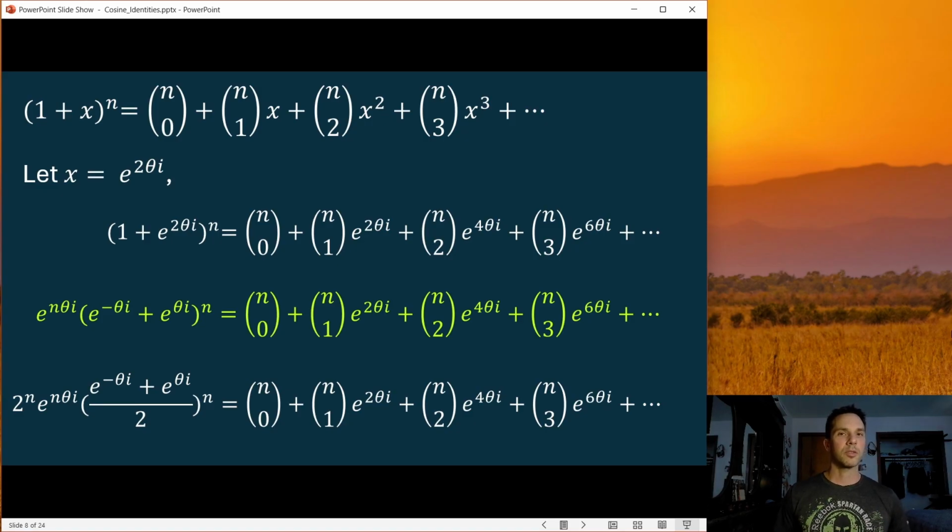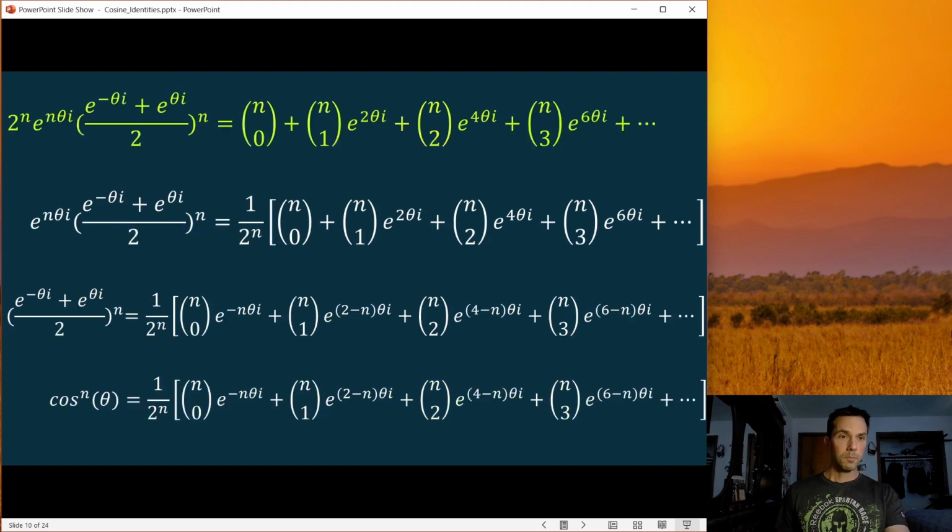We've already set ourselves up to where we know what cosine is supposed to look like when you have e to the theta i. So we're just forming it. And the next step, we show that we need that 2 in the denominator. So we pull out a 2 to the n to get that 2 in the denominator. Now, for our next step, what we're going to do is take the 2 to the n and put it on the other side by dividing by 2 to the n.